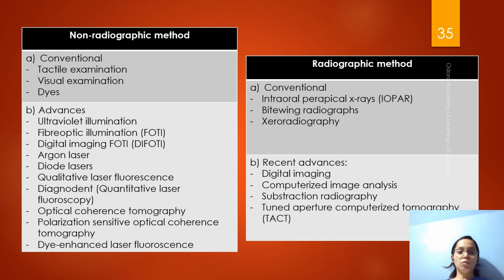Okay, so the non-radiographic methods are tactile examination, visual examination, and use of dyes. The advanced methods are the use of fiber optic illumination and digital imaging. Then there are some lasers that can help us detect. The DIAGNOdent is also there. Okay. Then we have radiographic methods where we are taking IOPAs by doing zero radiography, and now in a more digital era we are taking digital imaging.